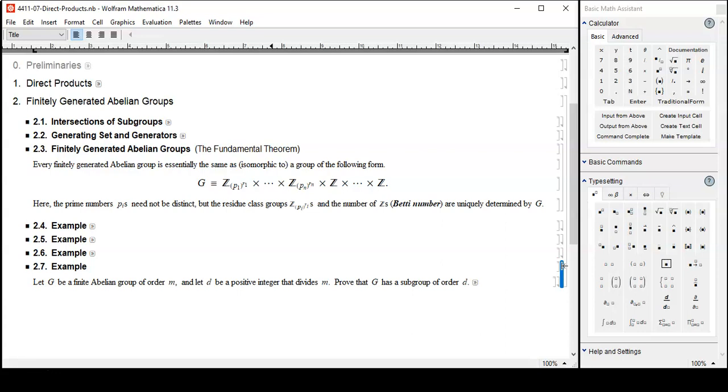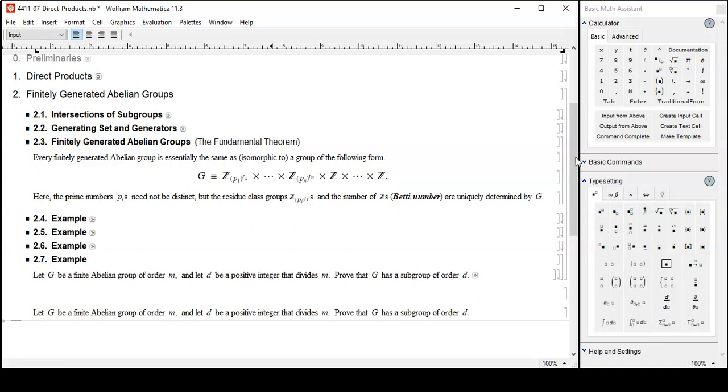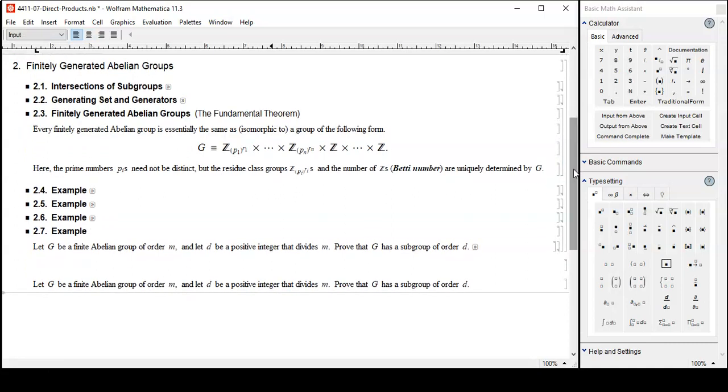Let's see. Have you seen this before? Or something very, very similar to it? You've seen it, not in a finite abelian group version, but in a finite cyclic group version. This one we have. Let G be a finite cyclic group of order M, and let D be a positive integer that divides M. Then G has a subgroup of order D.